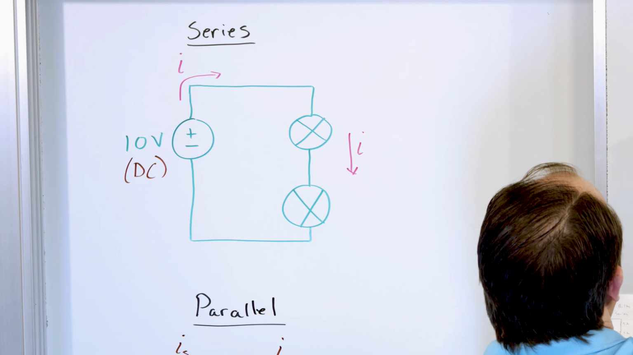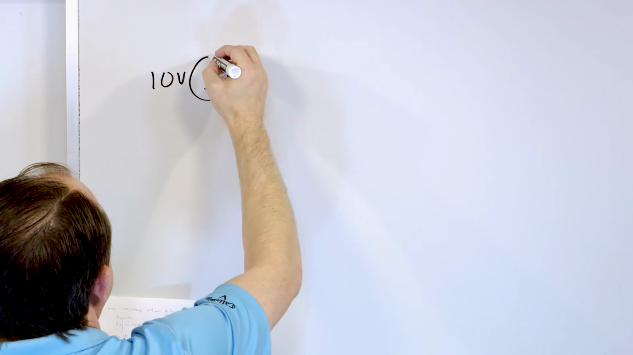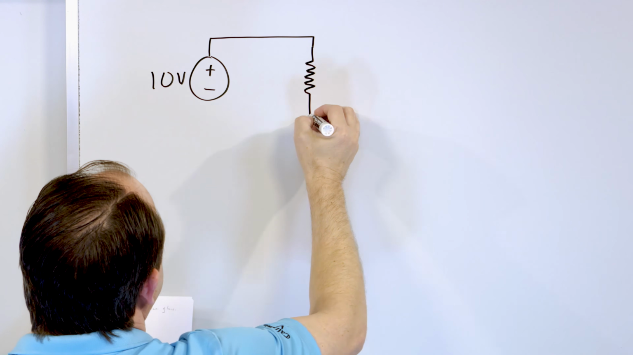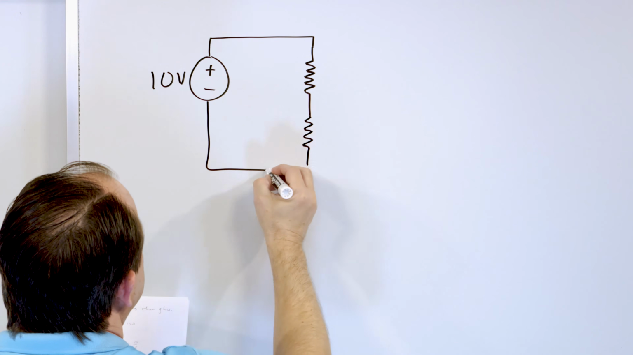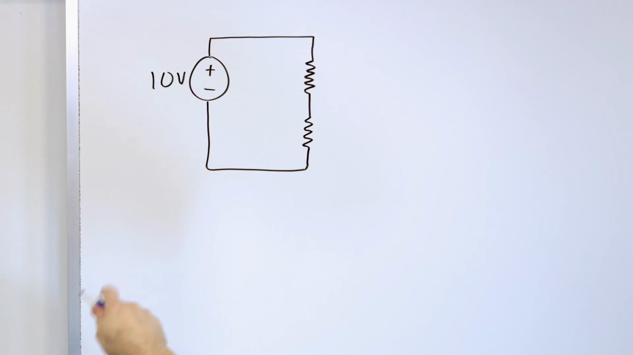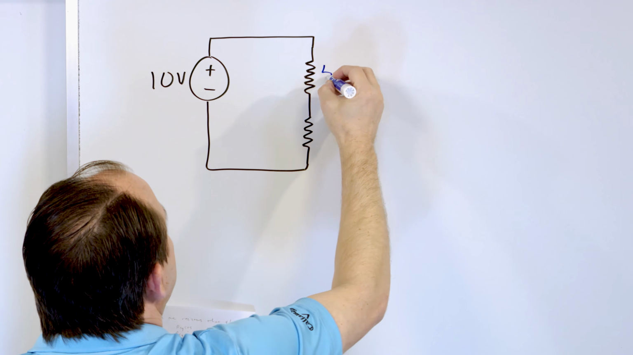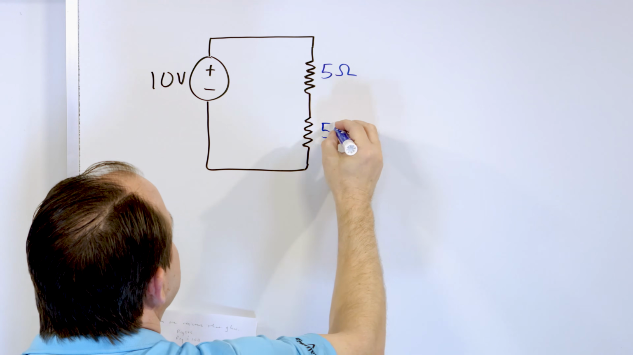What we have here is the same 10-volt source, it's still DC, but instead of a light bulb, I'll draw this little squiggly line, which will be a resistor, and in series with it, I'll draw another squiggly line right here. So they're in series, exactly the way that they were a minute ago. Now we have a new unit here. How much resistance does this thing have? We'll call it 5 ohms. This symbol means ohms, 5 ohms.